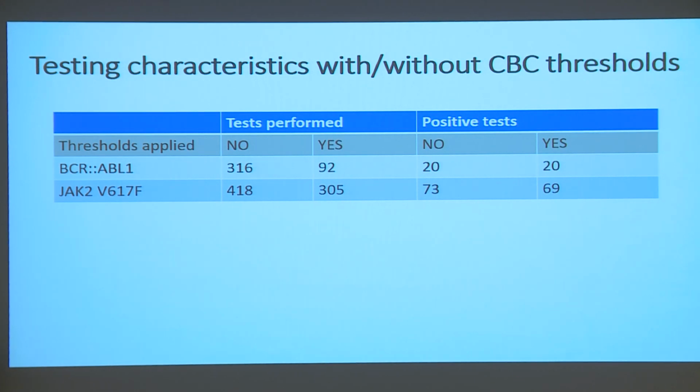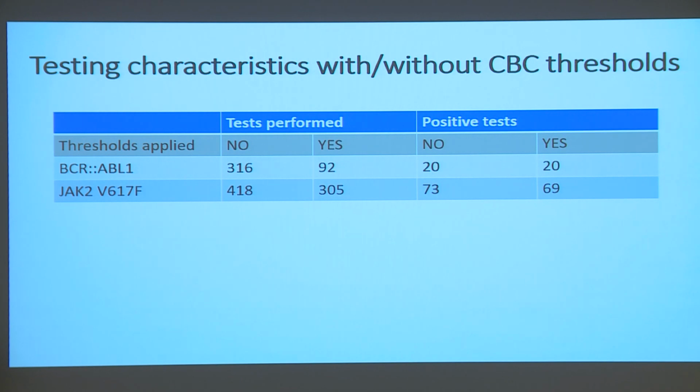So with that framework, we then went back through and looked at all of the tests that were done during that 6-month period of time. So that number is shown here. So 316 BCR-ABL, 418 JAK2 tests. And what my student did is she applied the different permutations of those criteria. So either applying the white blood cell count requirement alone, or hemoglobin requirement alone, or platelets alone, or combinations of 2 or combinations of 3.